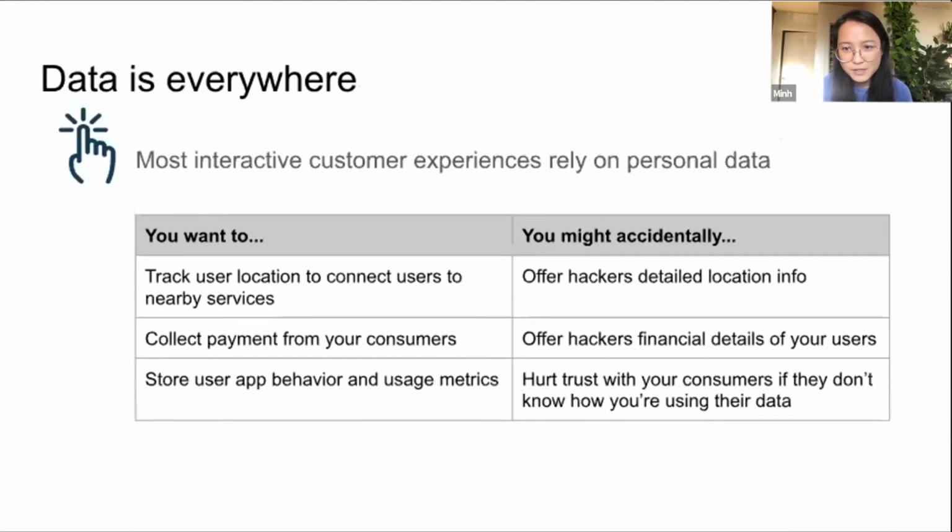So data is everywhere, data is everything. Most interactive customer experiences rely on personal data. If you want to track your user location to connect users to nearby services, you might accidentally offer hackers detailed location on your user. If you want to collect payments from your consumer, you might accidentally be handing over your consumer's credit card information. If you want to store user app behavior and usage metrics, you might be hurting your customer trust if they don't know how you're using that data.